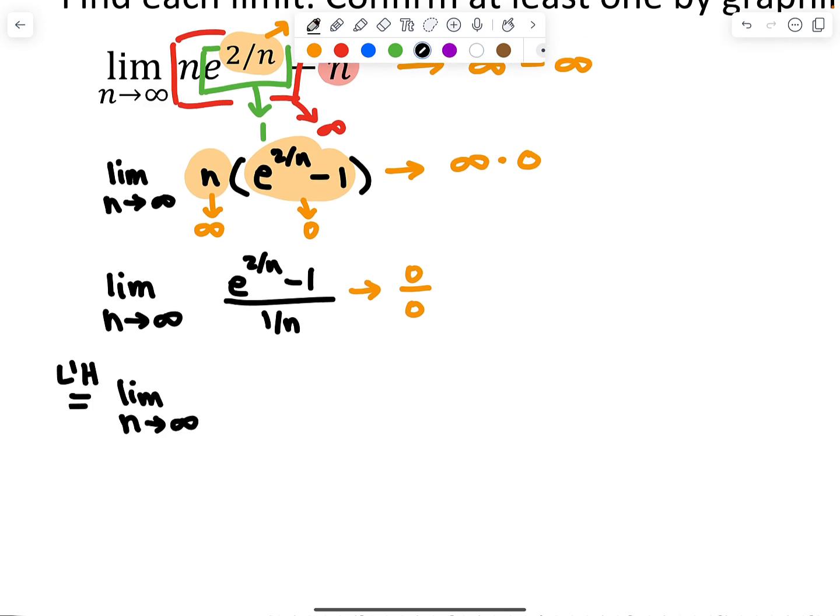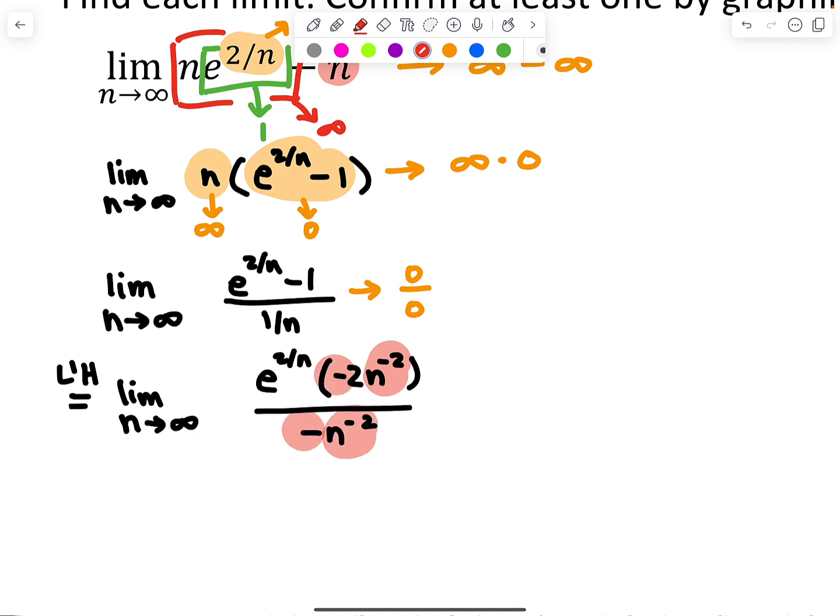The derivative of e to the 2 over n will be itself times the derivative of 2 over n. Remember, 2 over n is 2n to the minus 1, and the derivative of this will be negative 2n to the minus 2. And the derivative of 1 over n, that's just n to the minus 1, is just negative n to the minus 2. These n to the minus 2's will cancel. These minus signs will cancel, making a positive. And so this simplifies to 2 times e to the 2 over n.